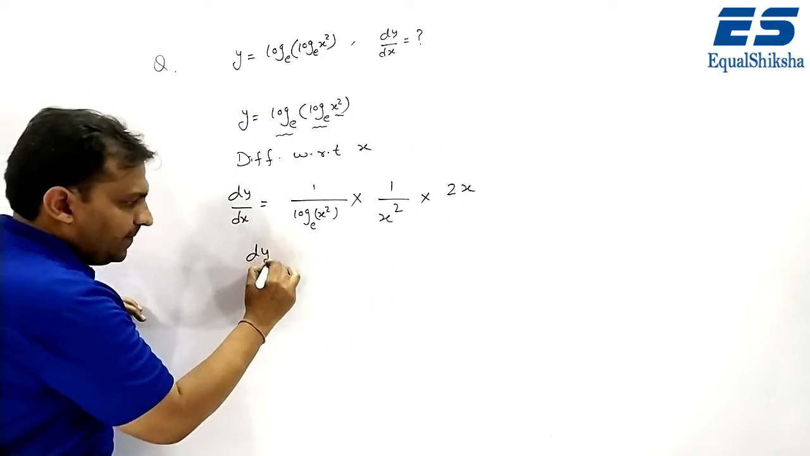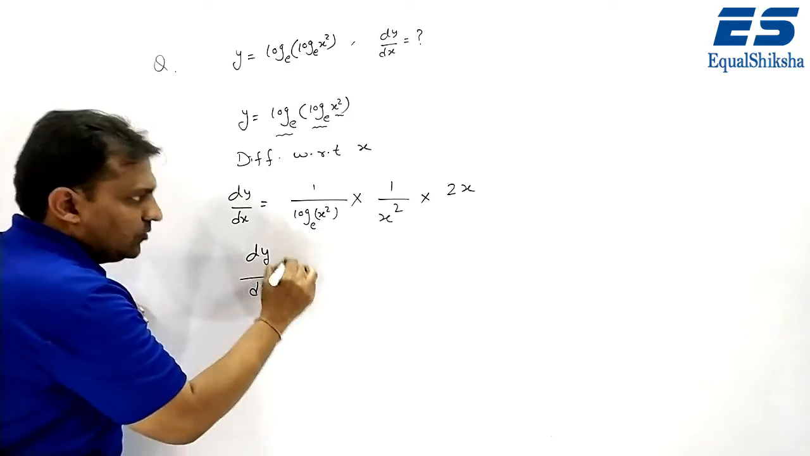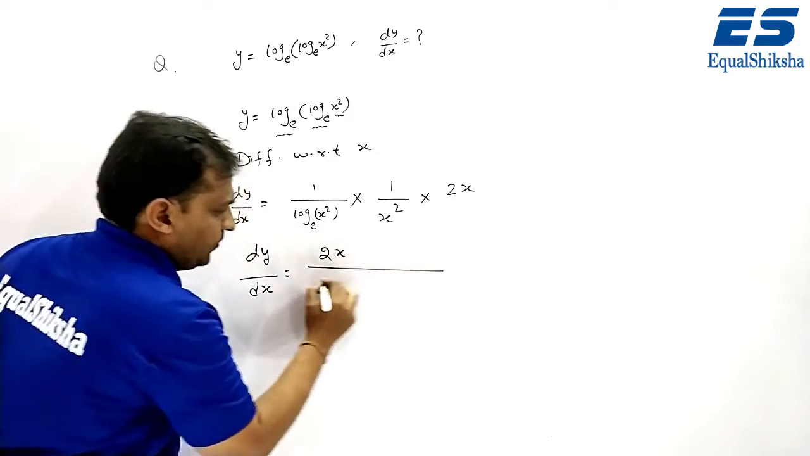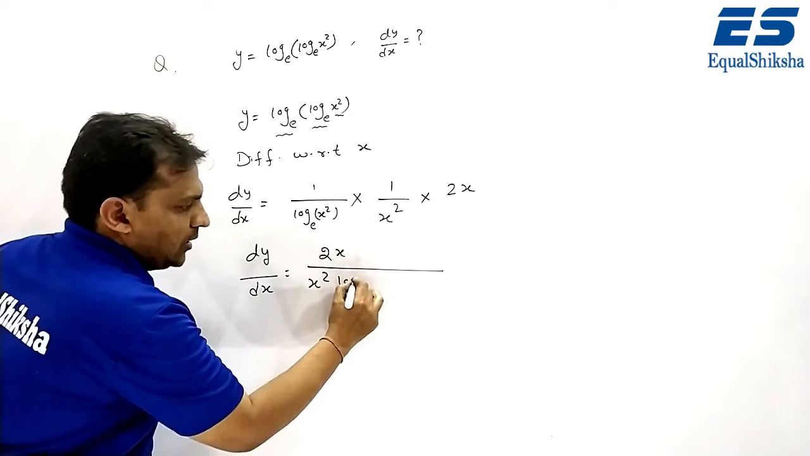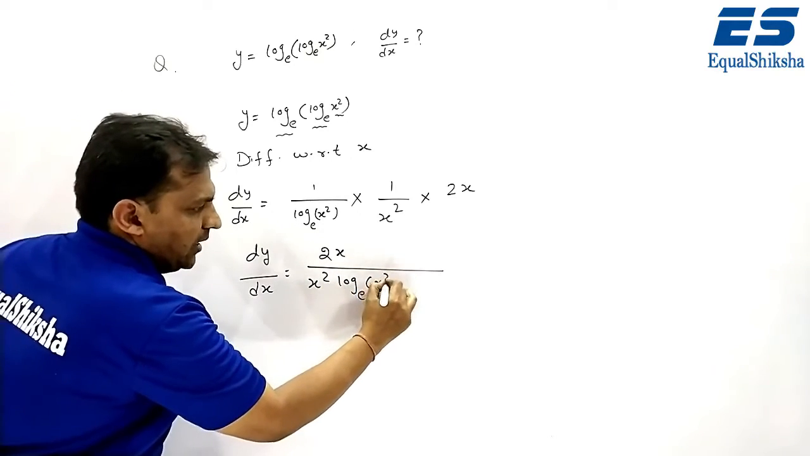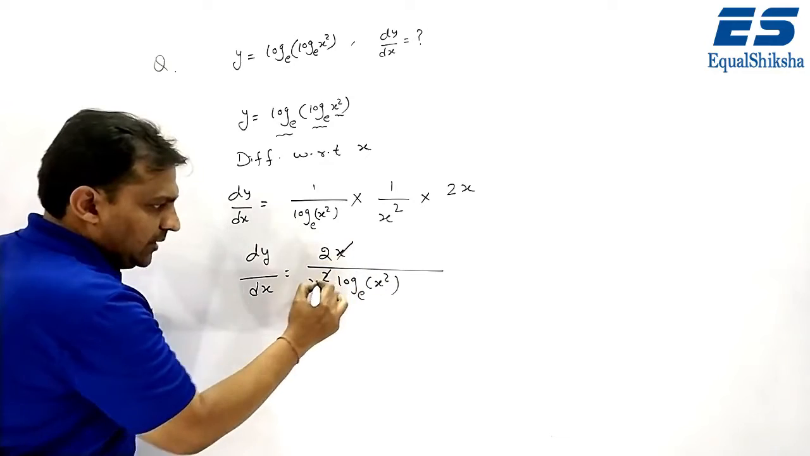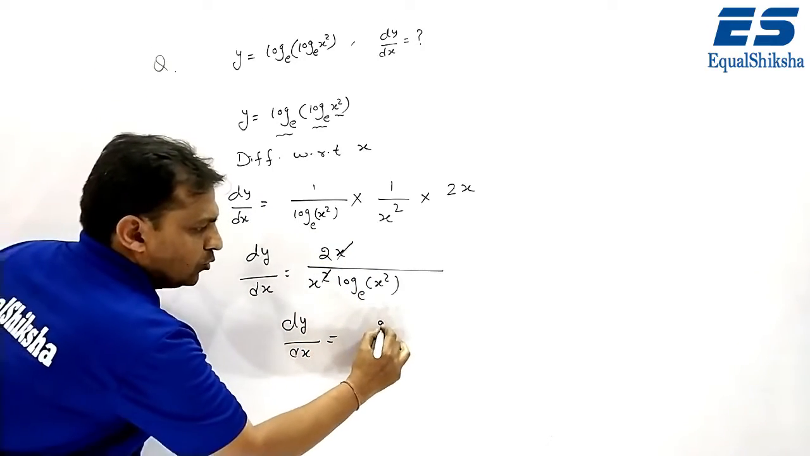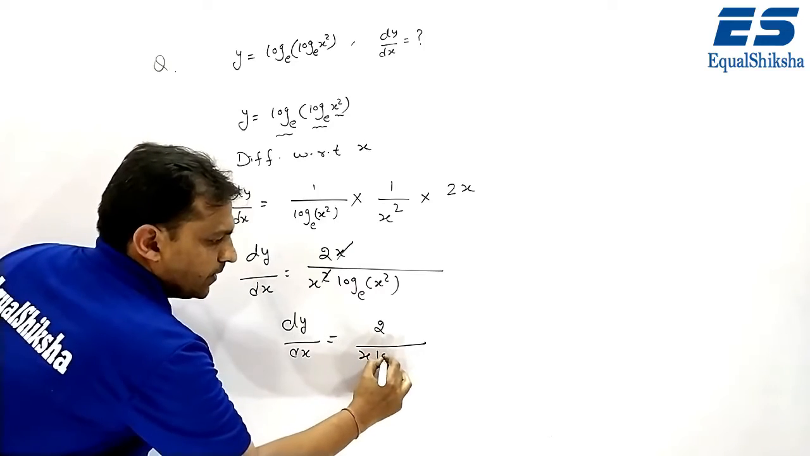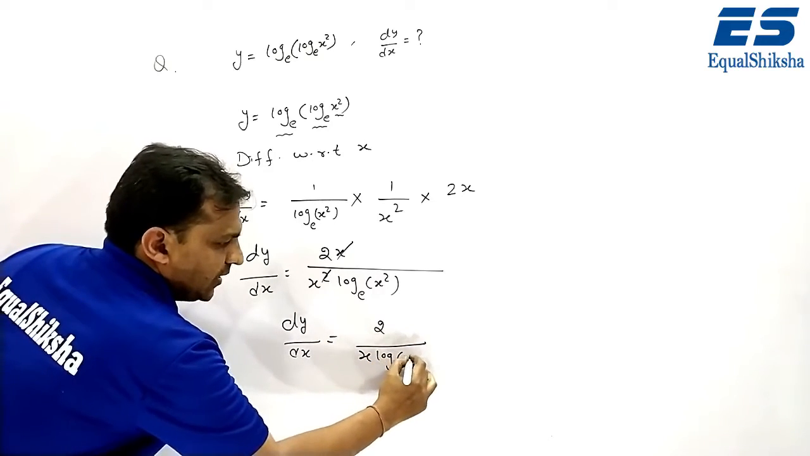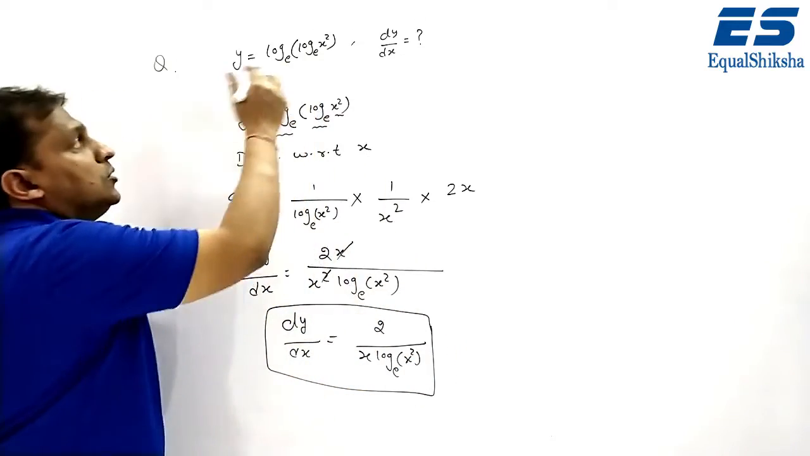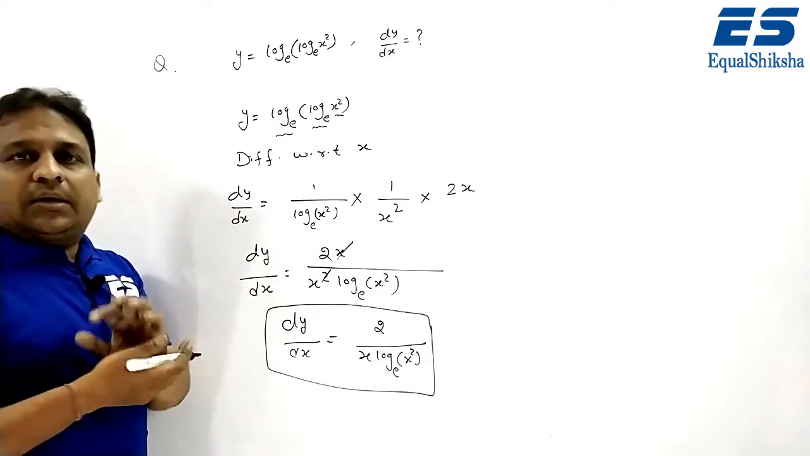So the final differentiation of this question will be 2x upon x square log base e of x square. This x can be cancelled, so the value of dy by dx will be 2 upon x log of x square base e.